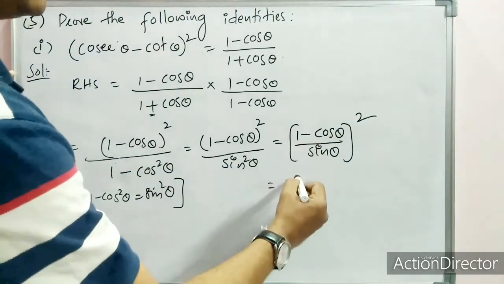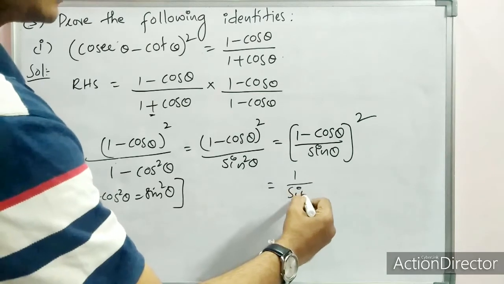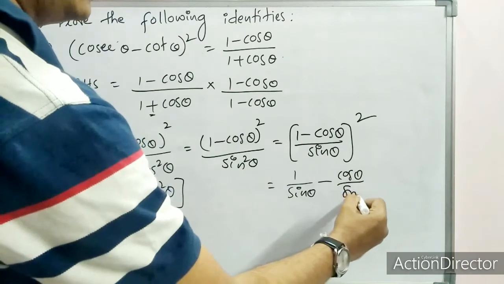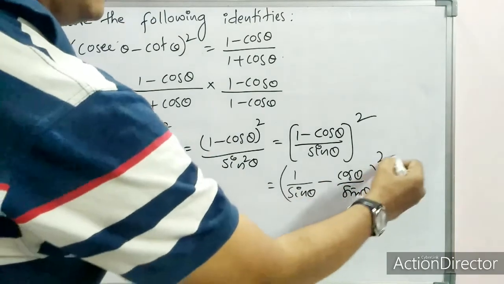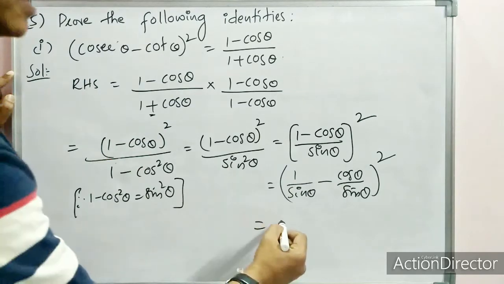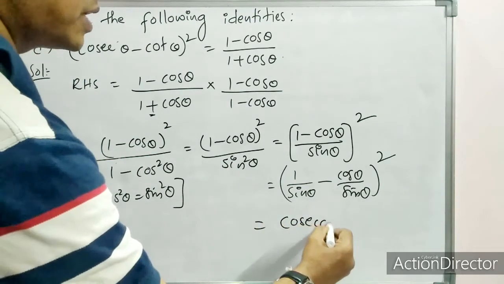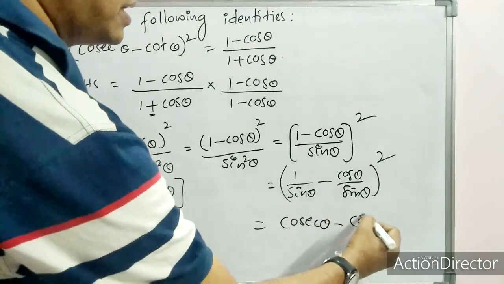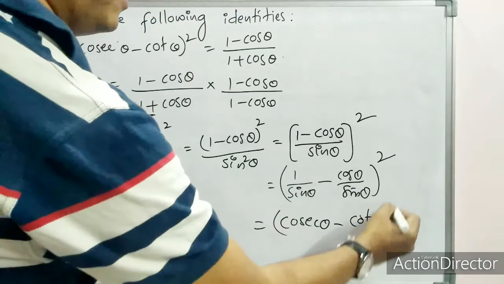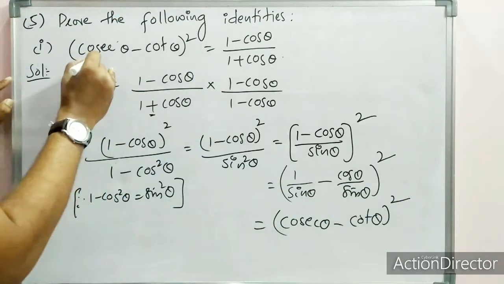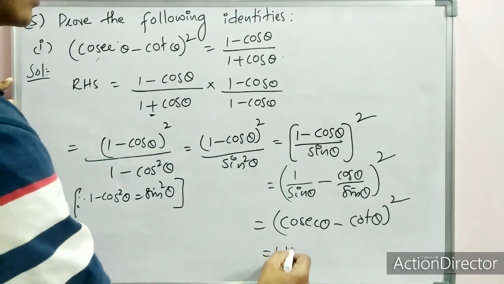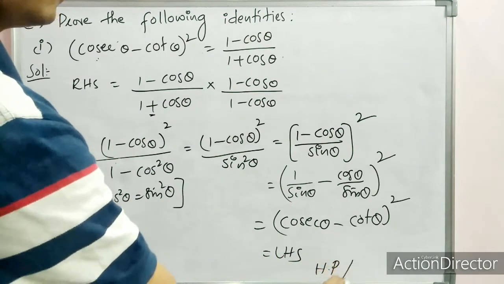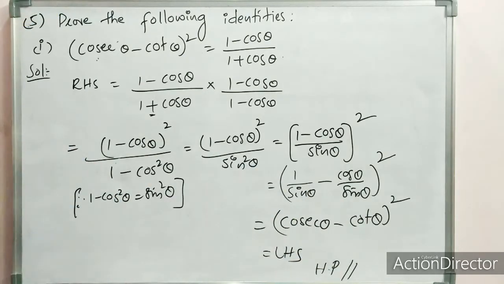Now this is nothing but I can write (1 by sin theta minus cos theta by sin theta) whole square. Now 1 by sin is nothing but cosecant theta. Cosecant reciprocal is sin, sin reciprocal is cosecant, and cos by sin we have the formula, that is cot theta, whole square. You observe carefully, this part is nothing but the LHS. So this is the LHS. Therefore, hence it is proved. This identity is correct.